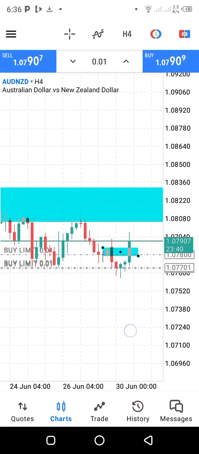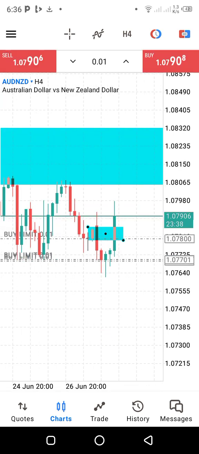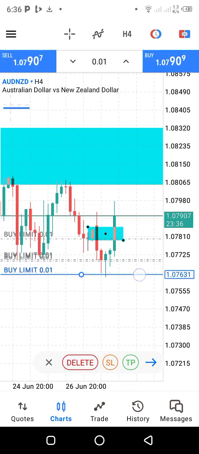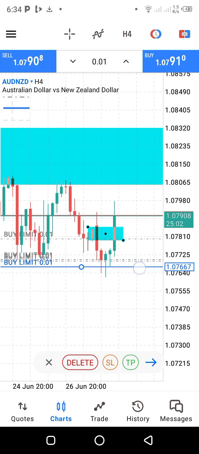But where will be our stop loss? Well, it will be beneath these areas here, right? Because this is a demand level. This is where we put our stop loss.